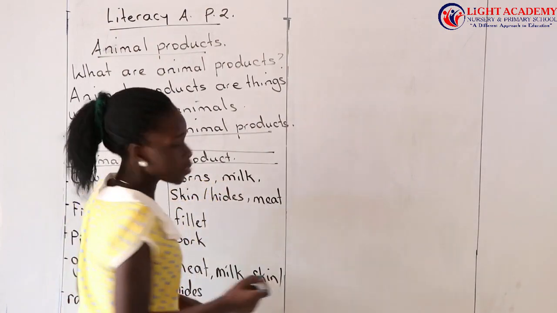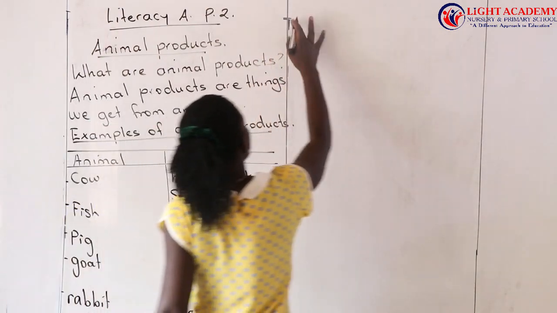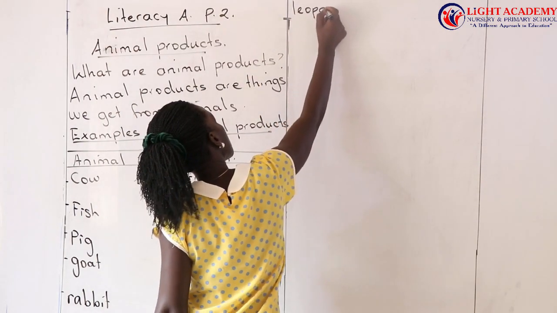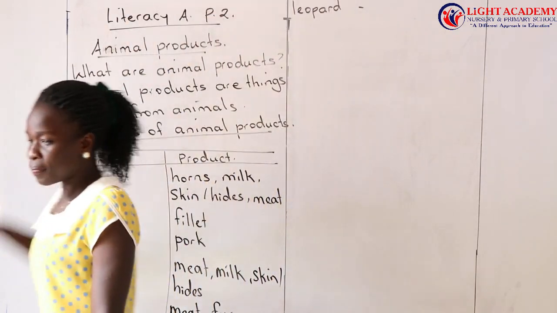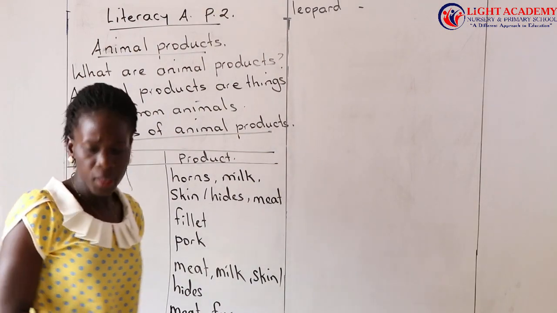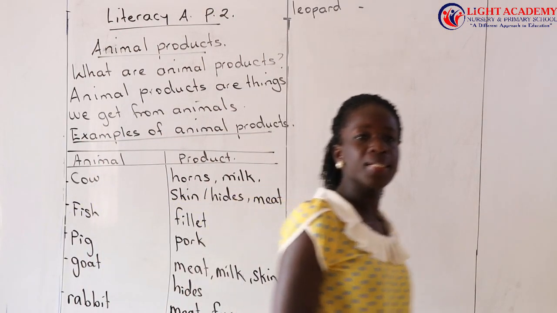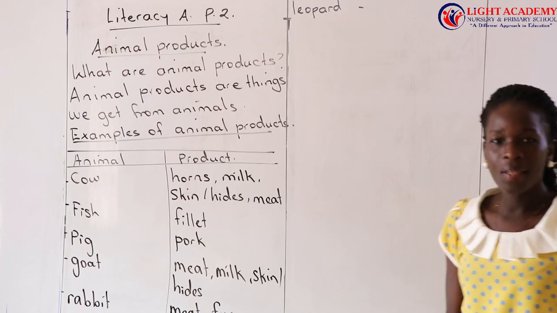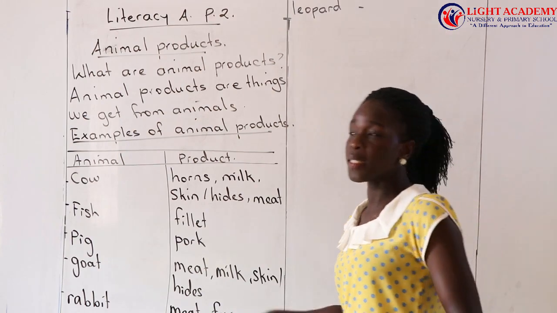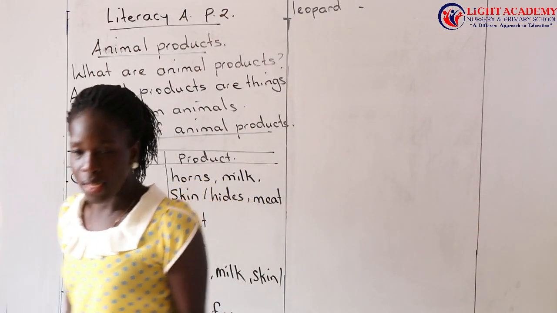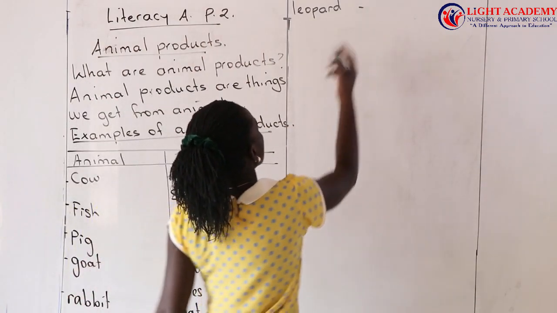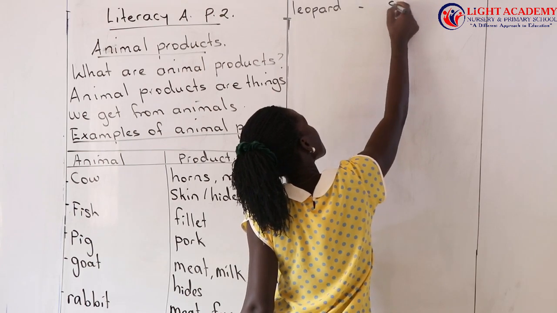And then other animals still, we have an animal like the leopard. A leopard is a wild animal. What do you get from a wild animal? From leopards, we get the skin. The skin of the leopard is so important for us. So one product that we get from a leopard is the skin. We use the skin for so many things. We are going to look at it. What do we get from the skin of a leopard? So from a leopard, we get a product called the skin.